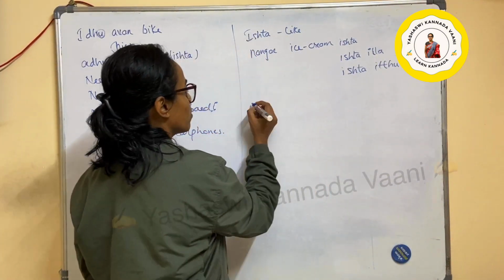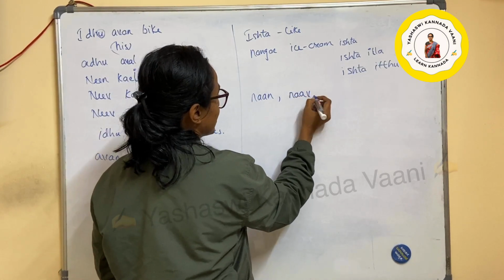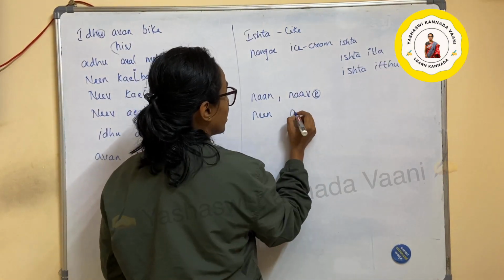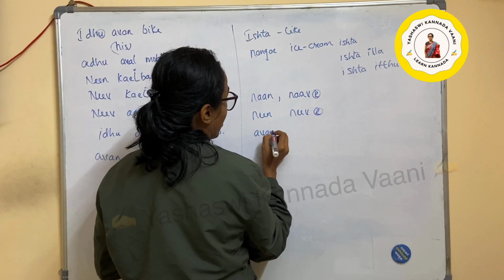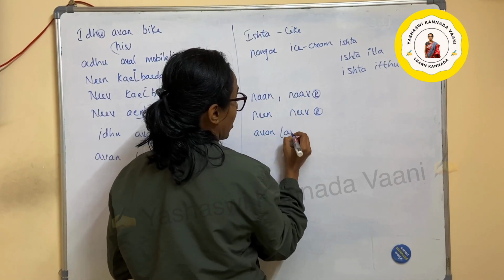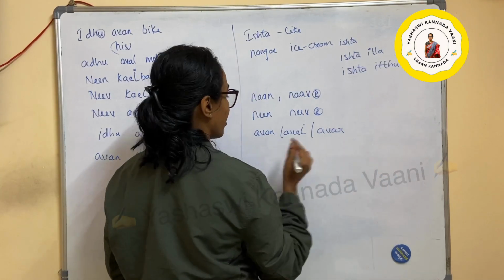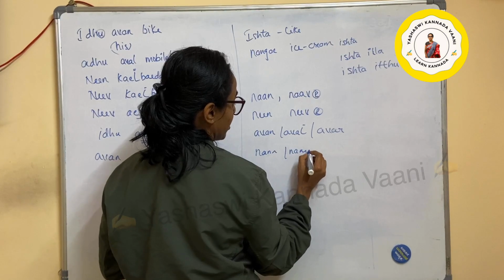So what are the pronouns, andre? It's nanu, which is I, and with respect is navu. Neenu, who are you? Neevu yaru, with respect. Avanu yaaru, who is he? Avalu yaaru, who is she? Avaru yaaru, who are they?